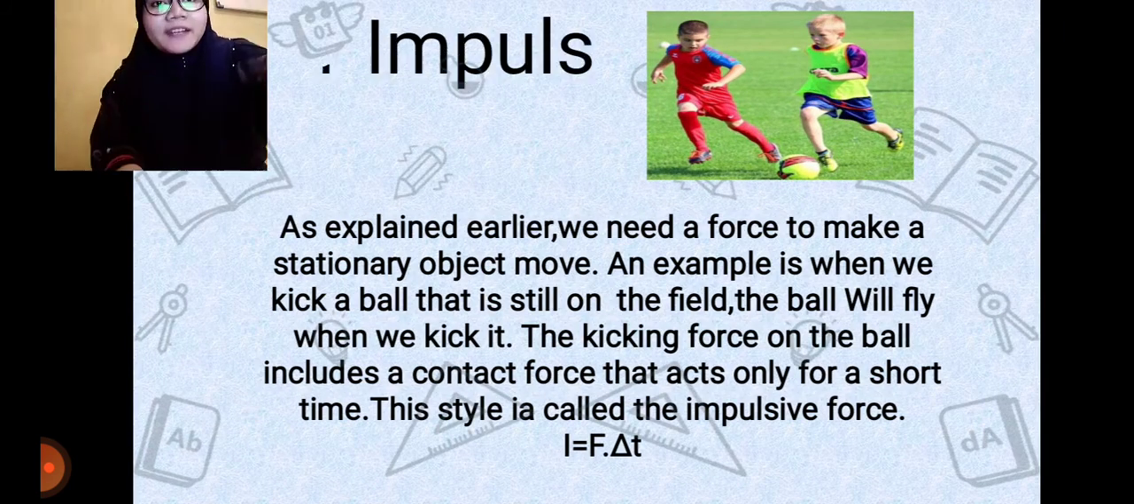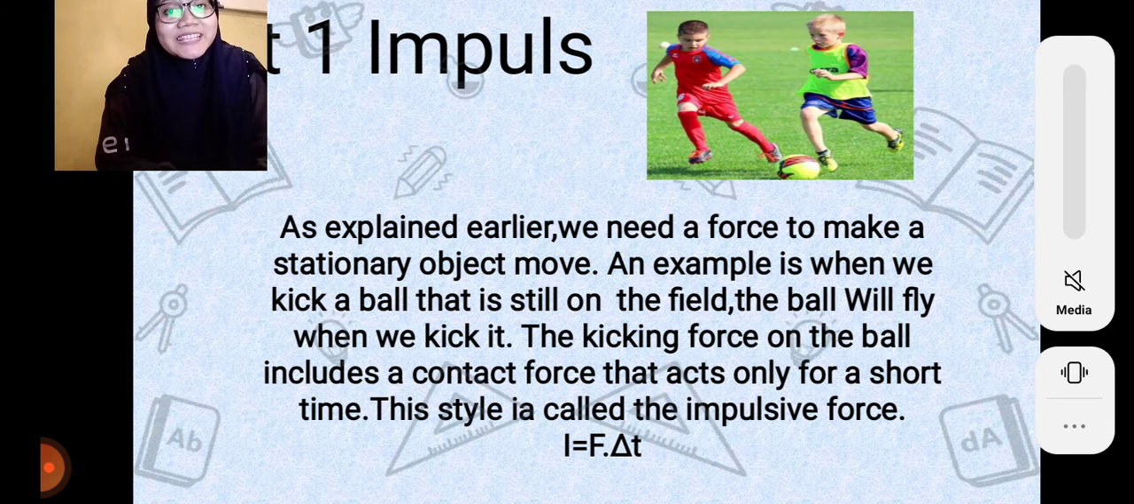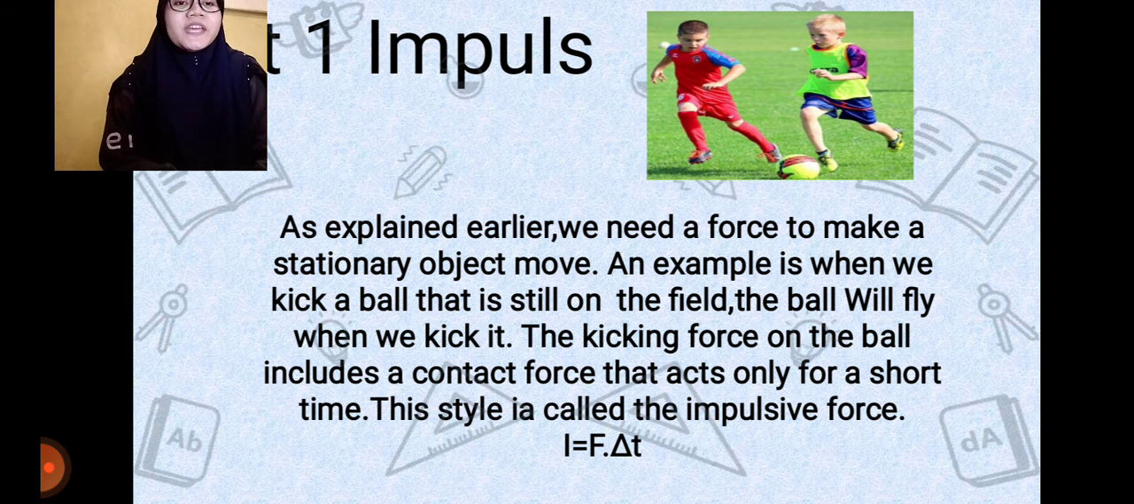Part 1. Impulse. As explained earlier, we need a force to make a stationary object move. An example is when we kick a ball that is still on the field. The ball will fly when we kick it. The kicking force on the ball is a contact force that acts only for a short time. This force is called the impulse force.